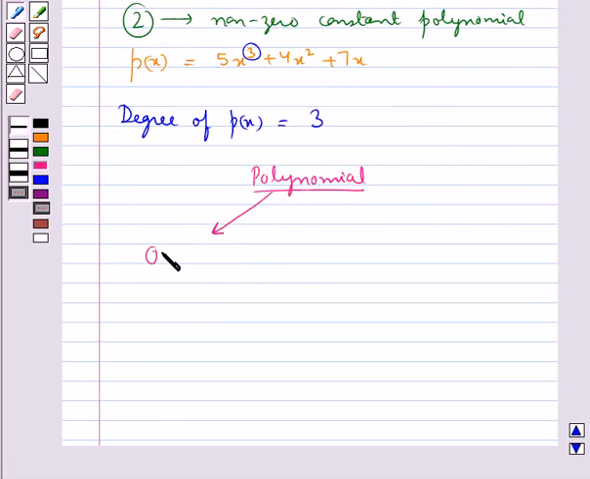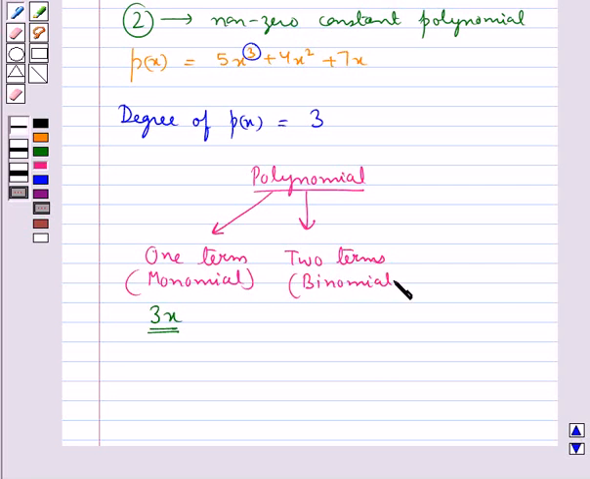Then a polynomial with one term is called a monomial. For example, we have 3x. This is a monomial since it has only one term. Then a polynomial with two terms is called a binomial. For example, 2 + 3x. This expression has two terms, that is 2 and 3x, and therefore it's a binomial.